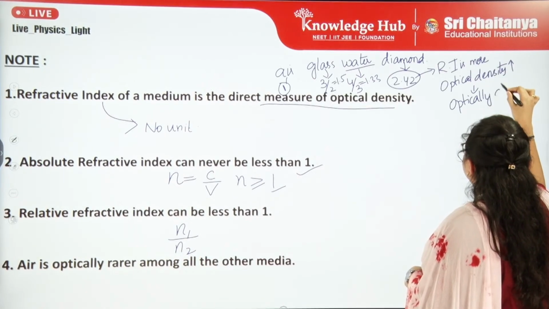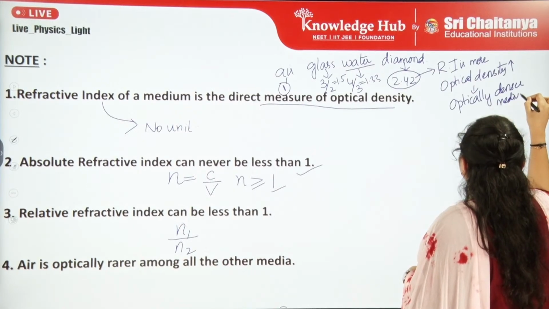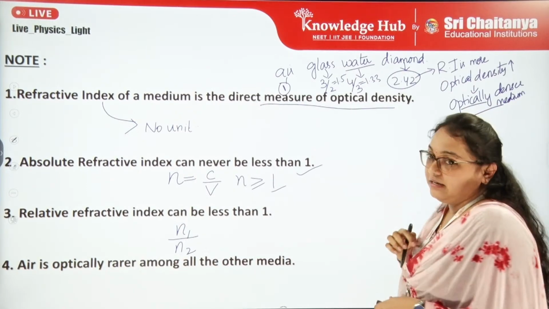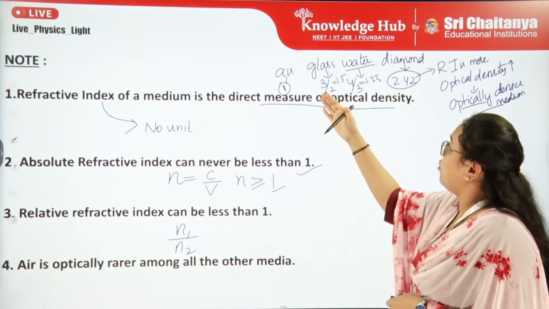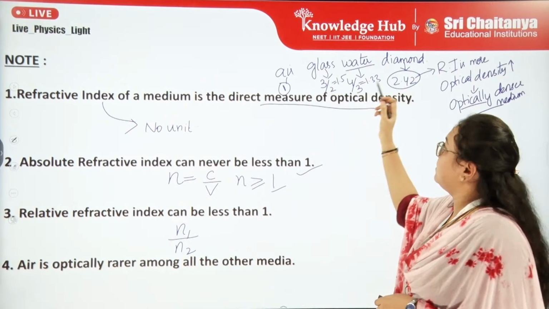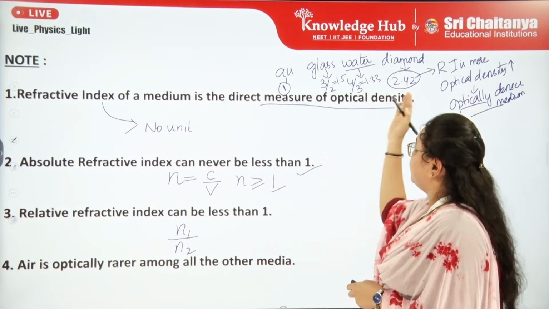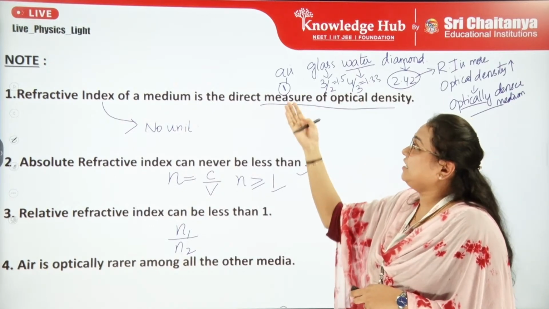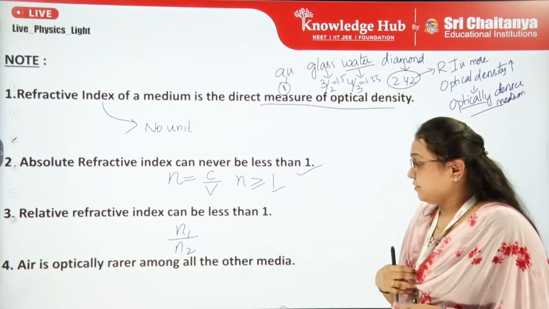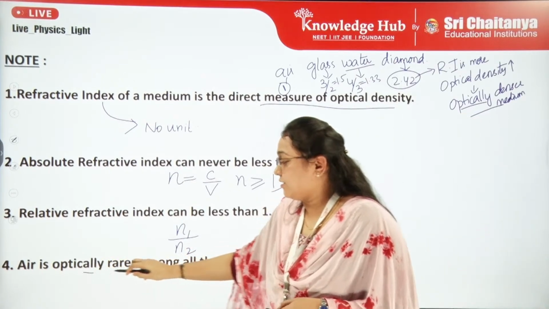Optically denser medium. If it is an optically denser medium, the speed of light is less there. That is why, among all four media, the speed of light is less in diamond. And the speed of light is maximum in air when you compare them all. You can remember this. So among all the media we have, air is considered an optically rarer medium.